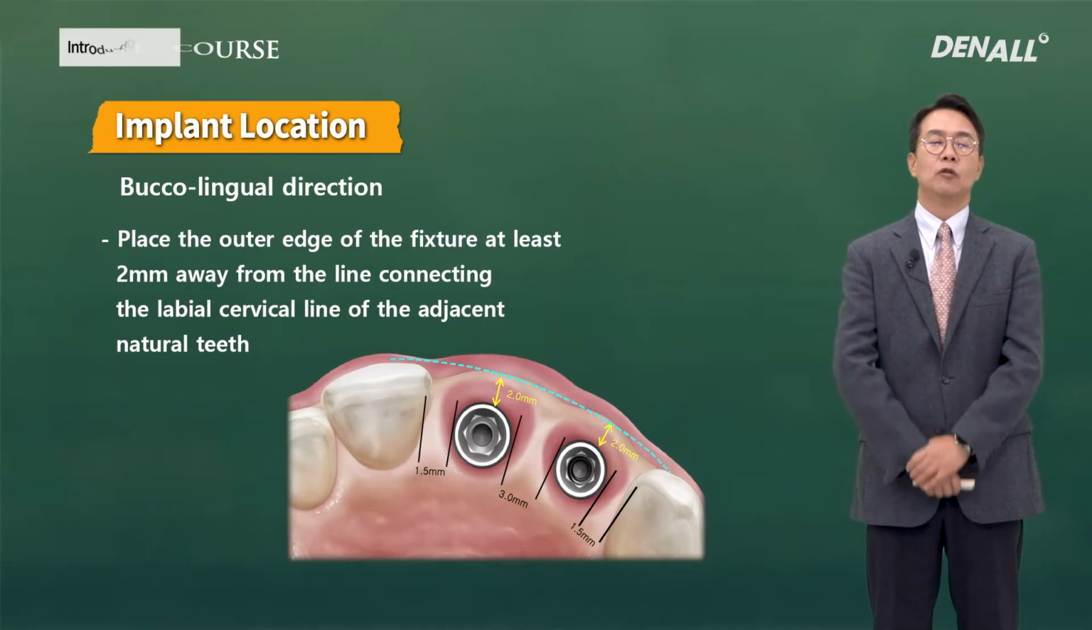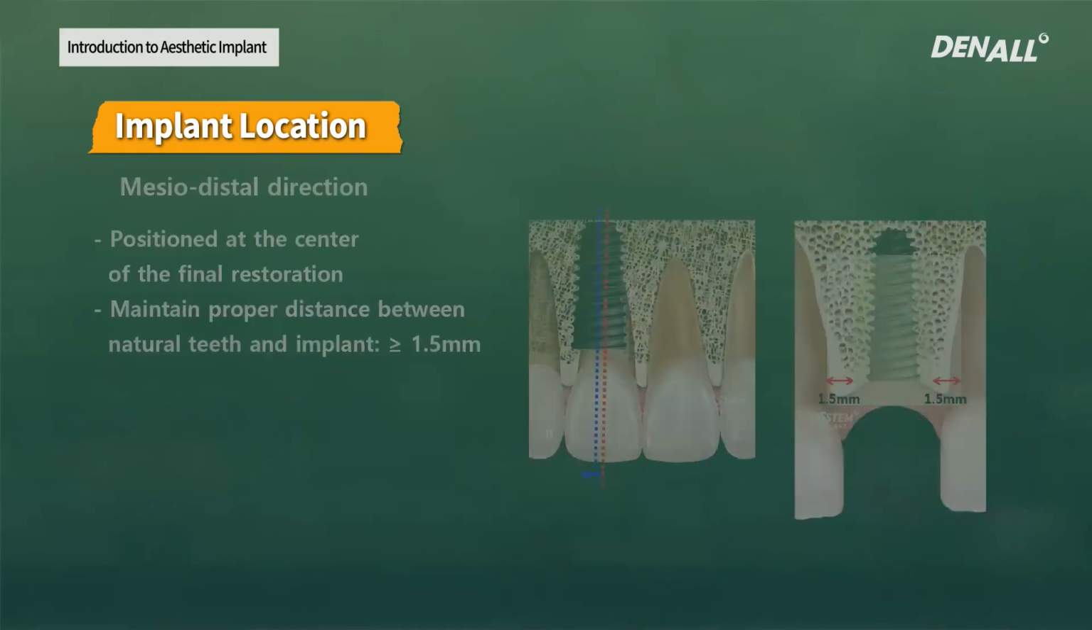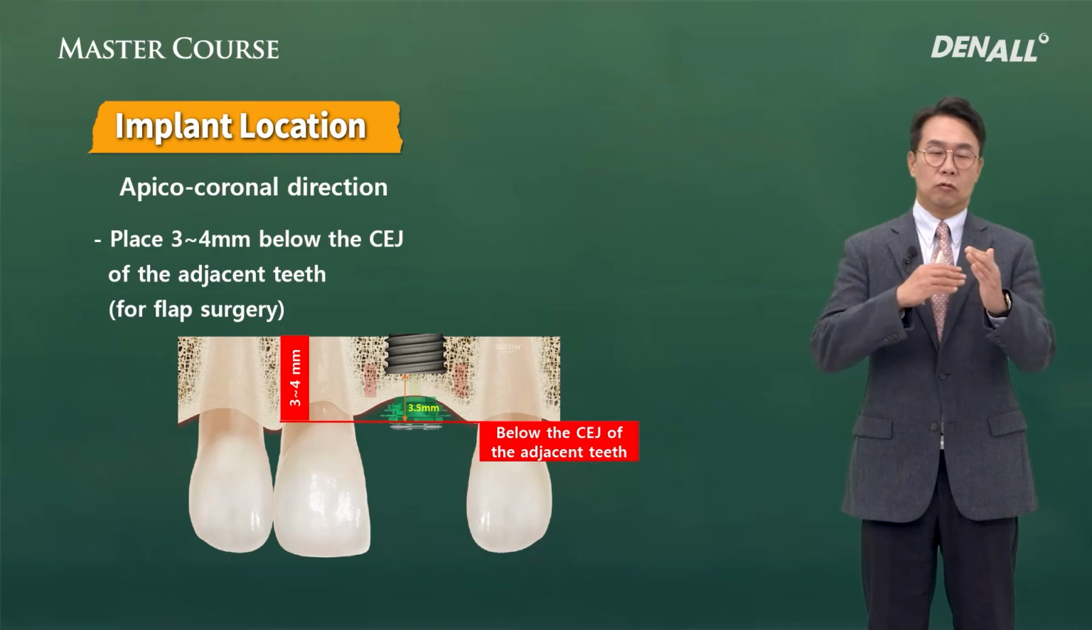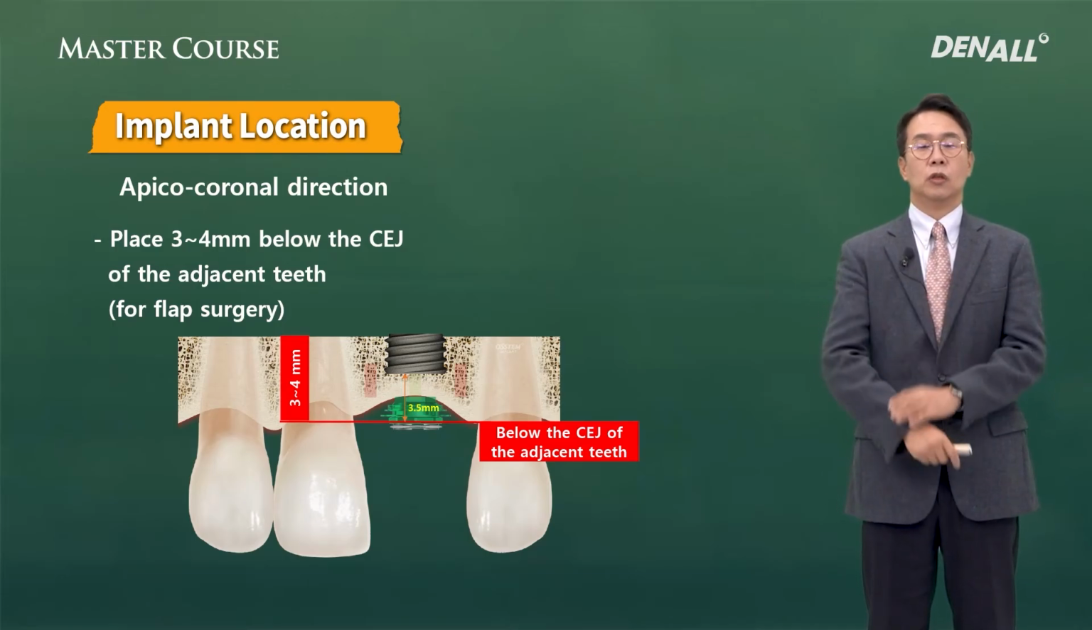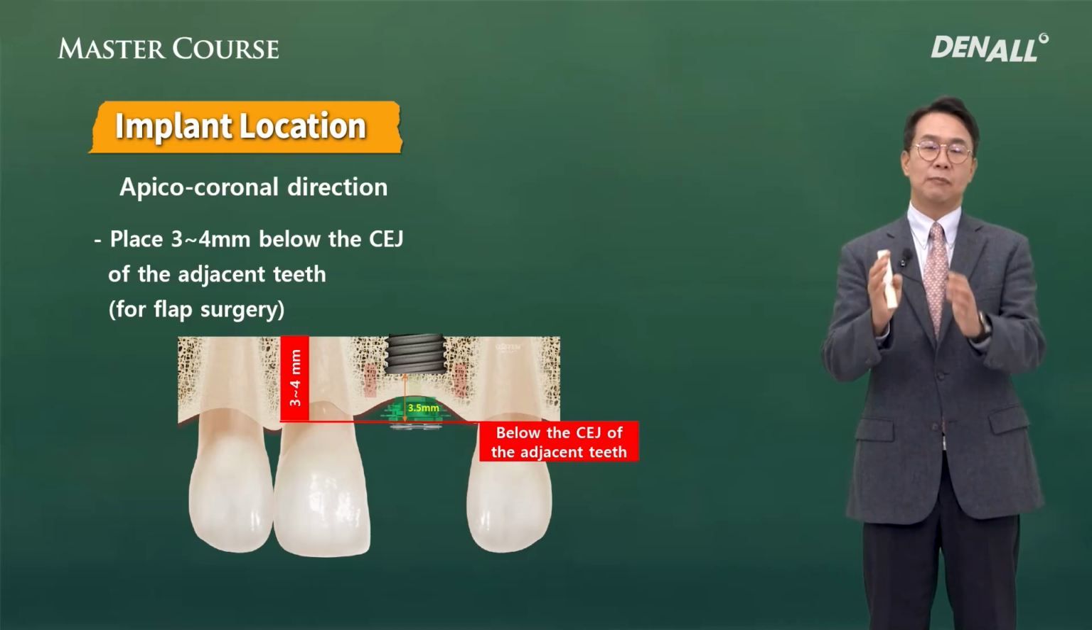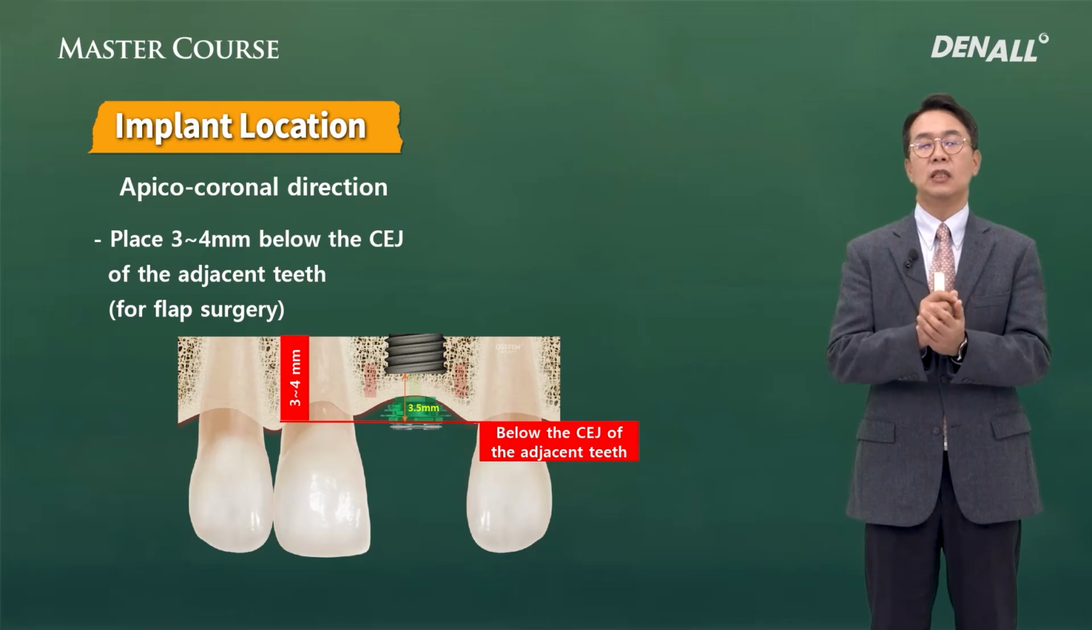Generally, the outer edge of an implant should be 2 mm away from the bone. Mesiodistally, the implant should be positioned with a distance between natural tooth and implant of 1.5 mm at least. Apicocoronally, that's vertically, it should be placed 3 to 4 millimeters below the CEJ of the adjacent teeth.